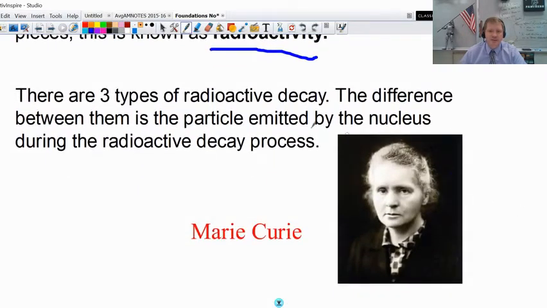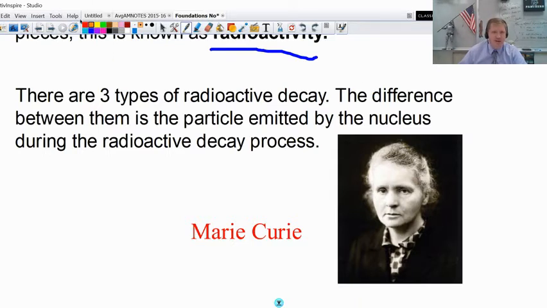This process of finding out that atoms were breaking apart was discovered by Marie Curie, who heavily investigated it, and through her research, we discovered a lot of elements. She discovered radium and polonium, and she named polonium after her home country of Poland. And Marie Curie is the only person to have earned not one, but two Nobel Prizes.